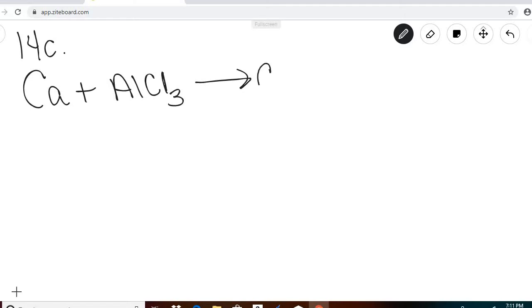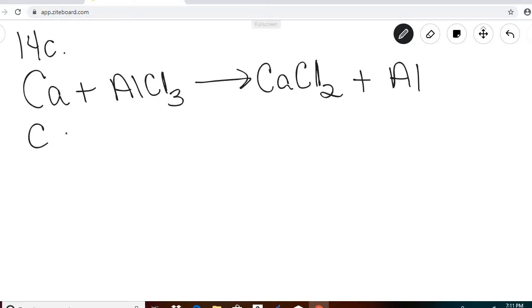Our product is calcium chloride. And again, what is the chemical formula for that? Calcium is a metal, and it is in group 2A, so it has a positive 2 charge. Chlorine is a non-metal in group 7A, so it has a -1 charge. Switch the charges, so the 1 goes with the calcium, the 2 goes with the chlorine. Okay, so that's our chemical formula for the calcium chloride, and then you have just aluminum.